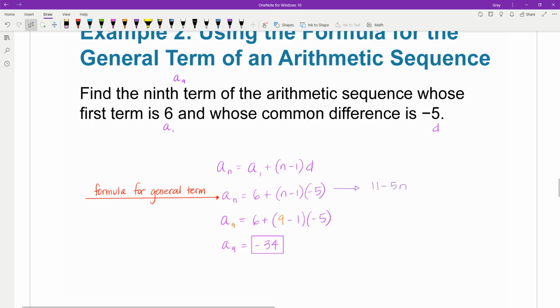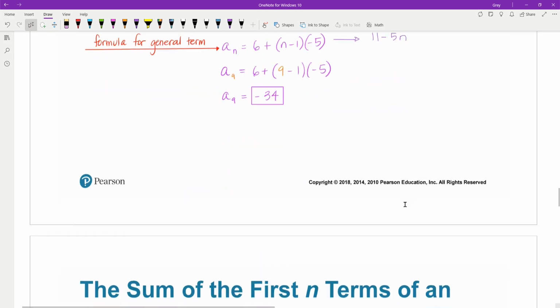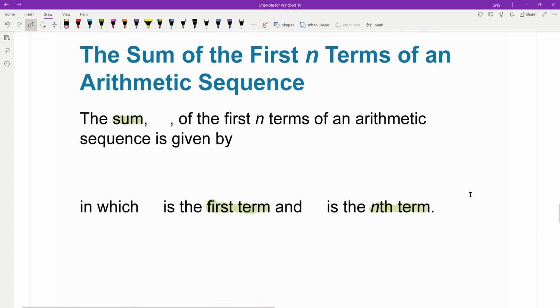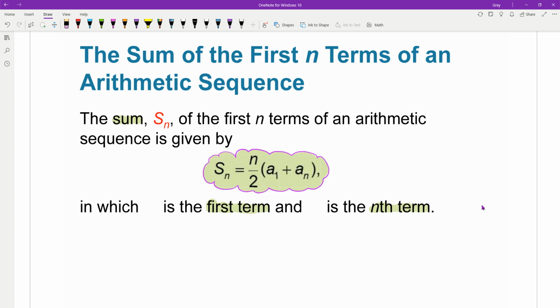So that's our answer. Okay, we have another formula, the sum of the first n terms of an arithmetic sequence. The sum, denoted capital S with a subscript n, is given by this formula. A sub 1 is still the first term, but A sub n is the nth term, or the last term. So we say n over 2 times the sum of the first and the last terms. So look at what we'll have to do.